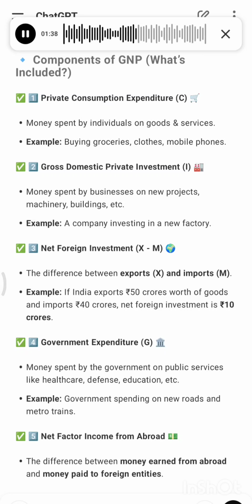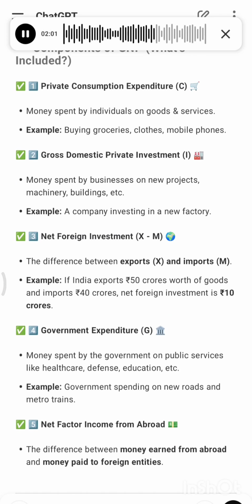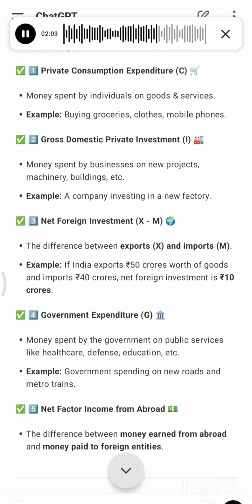Example, if India exports 50 crores worth of goods and imports 40 crores, net foreign investment is 10 crores. 4. Government expenditure, G. Money spent by the government on public services like healthcare, defense, education, etc. Example, government spending on new roads and metro trains. 5. Net factor income from abroad. The difference between money earned from abroad and money paid to foreign entities.